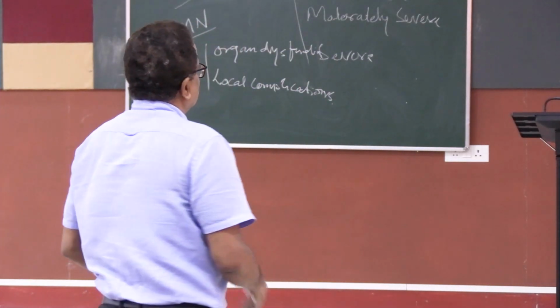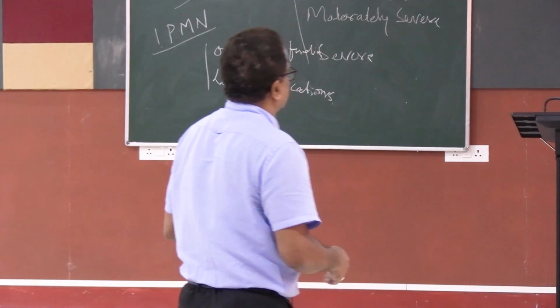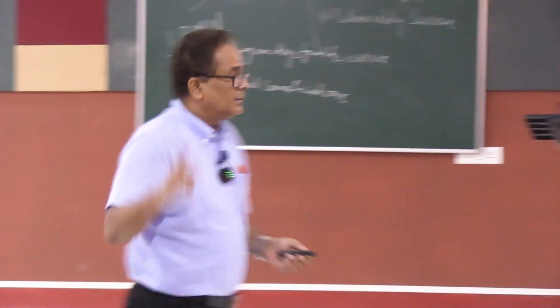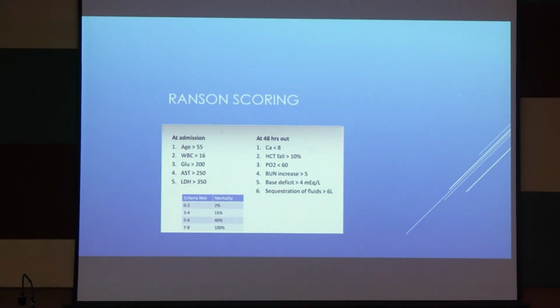So on admission, what criteria are there? First is age. Age more than 55, he will get 1 point. Total count more than 16,000, he will get 1 point. Blood glucose level more than 200 mg%, he will score 1. Aspartate aminotransferase AST more than 250, he will get 1 point. And lactate dehydrogenase more than 350, he will get 1 point. These are the 5 things that are measured at the time of admission.